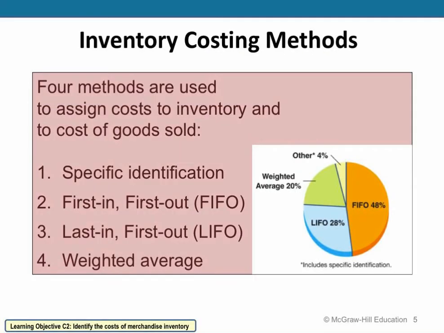Now under GAAP, we've got 4 different types of inventory costing systems that we're going to look at. Specific identification, first in, first out, or FIFO, last in, first out, or LIFO, and weighted average. And as you can see by the chart on the right, the majority of companies are going to use first in, first out, and it's going to have some properties that most companies will find desirable, and we'll talk about that a little later in the slide presentation. But we'll walk through each of these and explain a little bit of how that calculation is done.